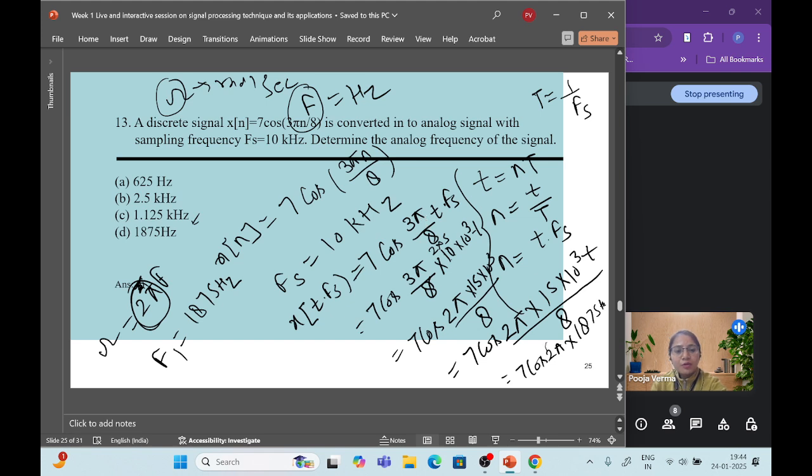Directly we can do it also, but we have to save this 2 pi because they are not asking in radian per second, they are asking in the samples form. Okay, this is option D is the correct answer, not this. 1875 hertz.